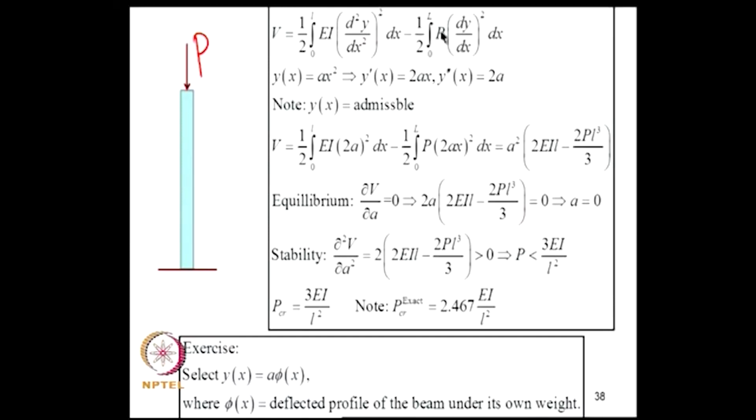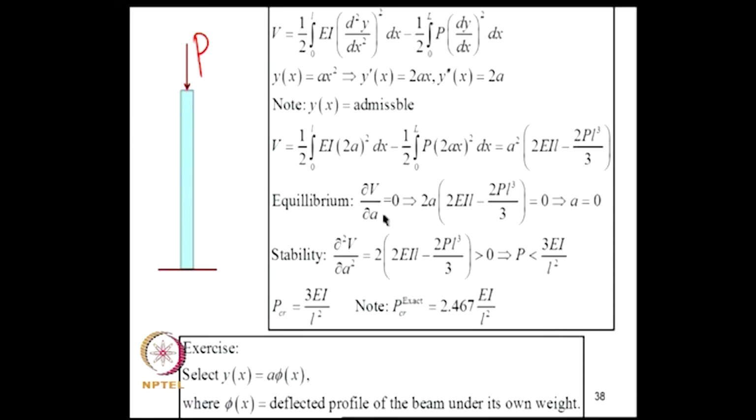So, this is the expression for the total potential. I will take a trial function y = A x squared. So, y prime of x is 2Ax, y double prime is 2A, and y of x is admissible, because at the free end we need conditions on bending moment and shear force, which will not be satisfied by this.